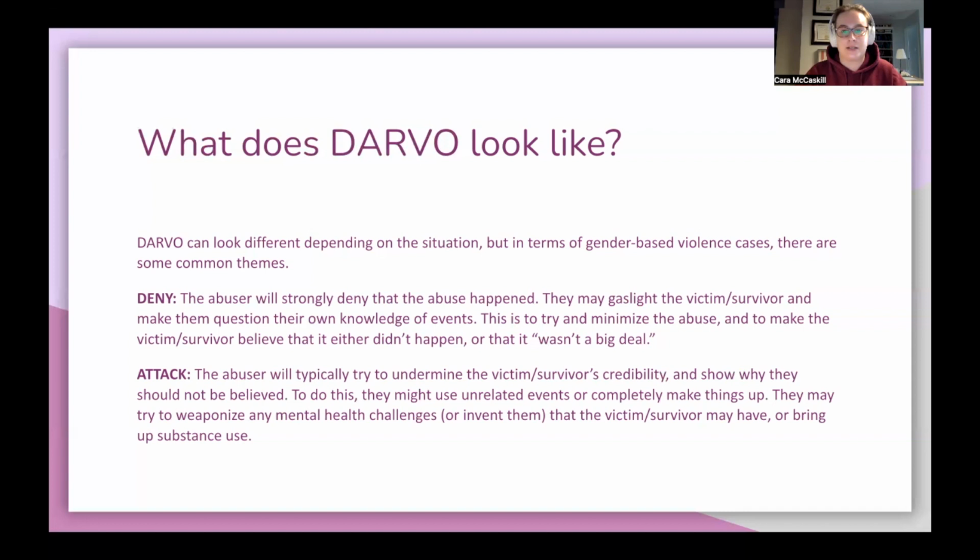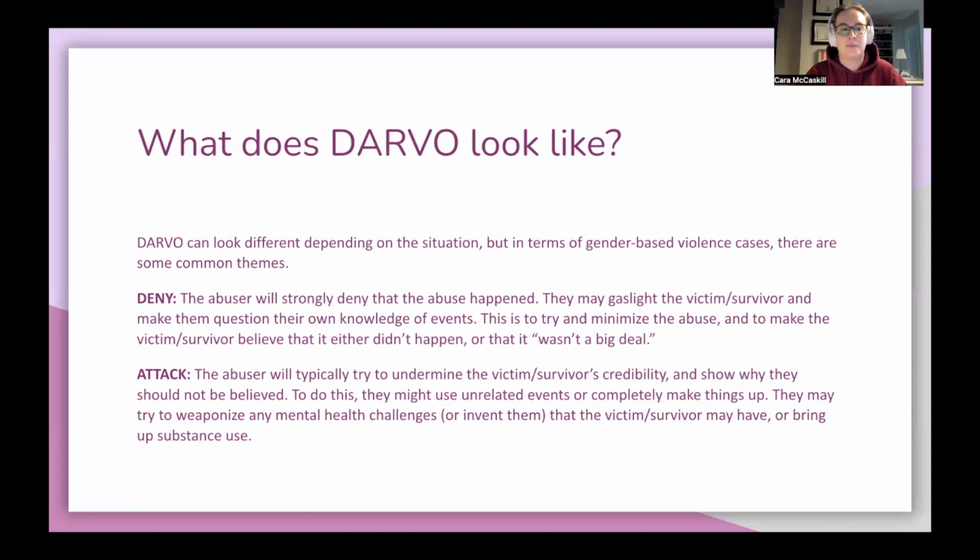The abuser can use this as well when dealing with police or the justice system. They'll deny that the abuse happened, they'll minimize it to the police, and they'll try to make the police believe that it wasn't a big deal. Again, that is in an effort to mitigate any potential consequences that they might face for perpetrating this abuse.